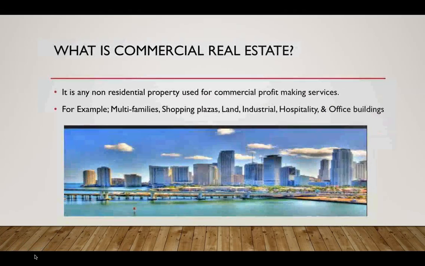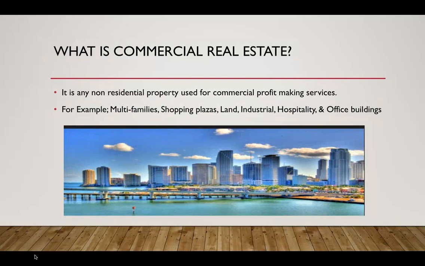Okay, so what is commercial real estate? By definition, it is a non-residential property used for commercial profit-making services. For example, everybody's familiar with multifamilies, shopping plazas, land, industrial, hospitality, office buildings, so on and so forth. Now you guys have had your fair share of experiences, some of you yes, some of you not. There's a lot more to it than just this, but this is pretty much a broad description of what commercial real estate is. Anybody have any questions here? Or is it pretty straightforward?